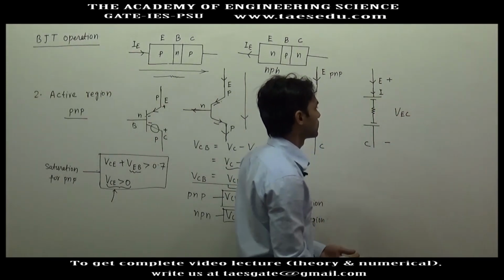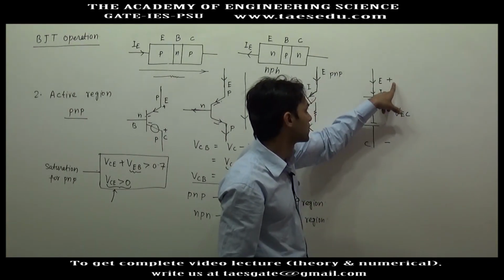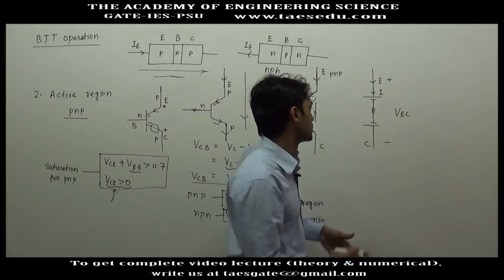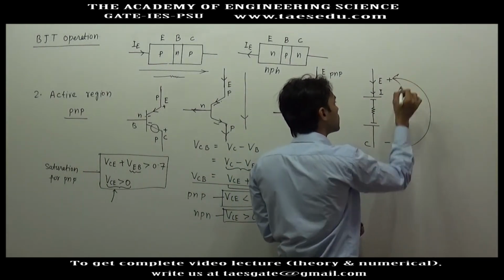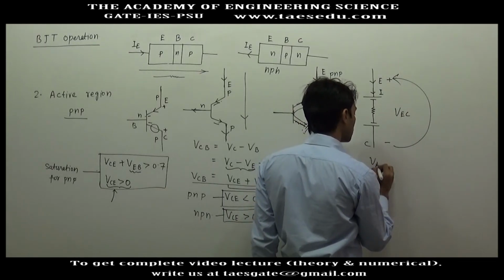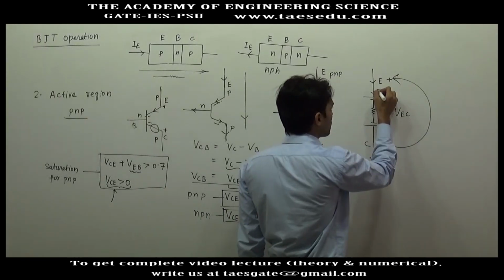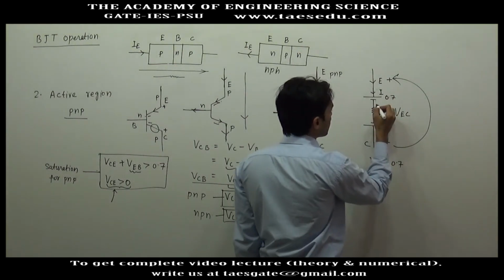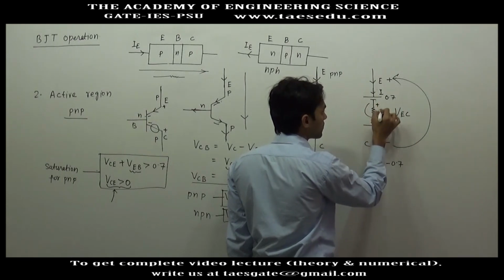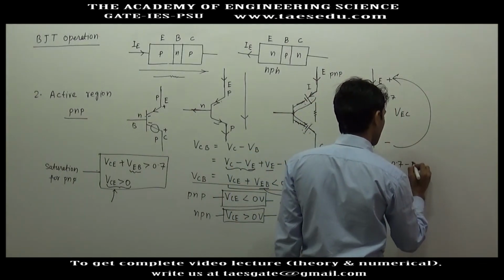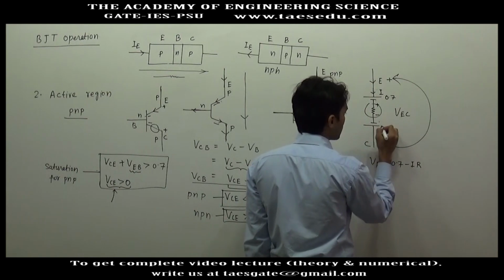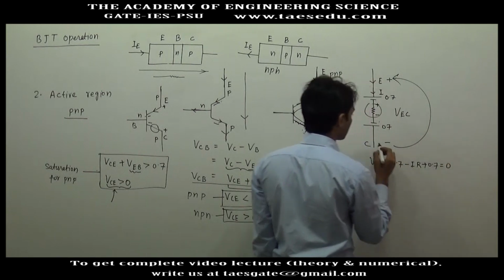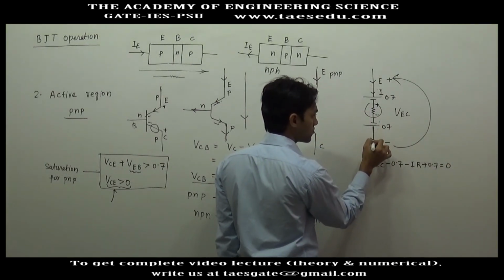VEC. First E will come because I have taken reference positive at E. The name of this voltage will be VEC. If you are moving from negative to positive, what will happen? You will have a gain of VEC. Then coming back here, we have a drop of 0.7 volt. Then there will be some drop across internal resistance, minus IR, and here we have a gain of 0.7 volt. Loop is completed. We started from C and we have again reached C.